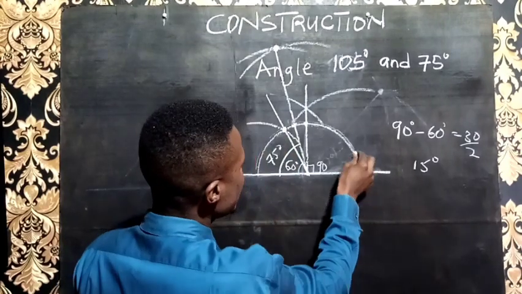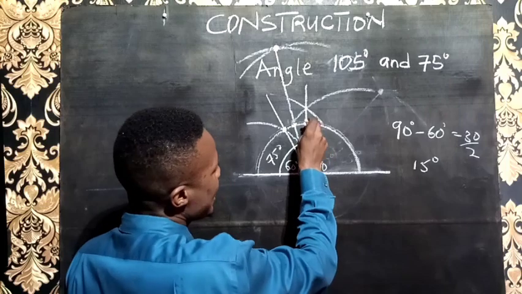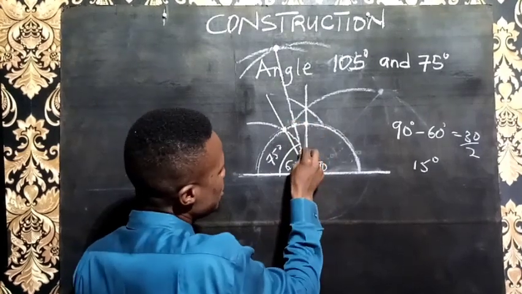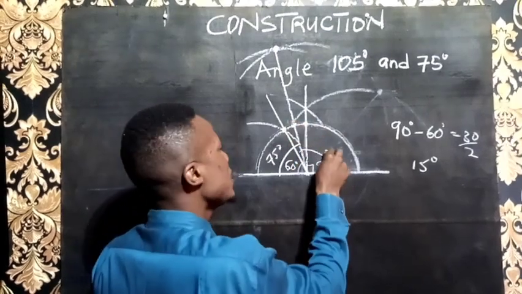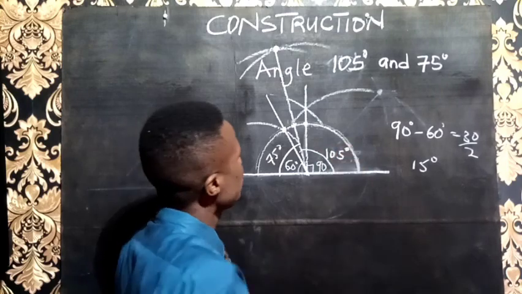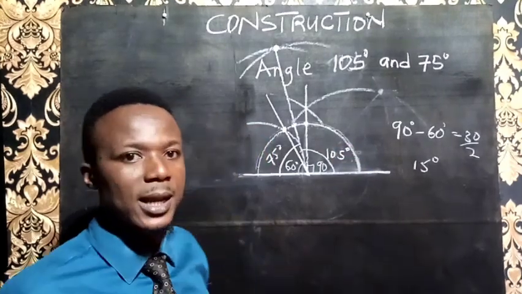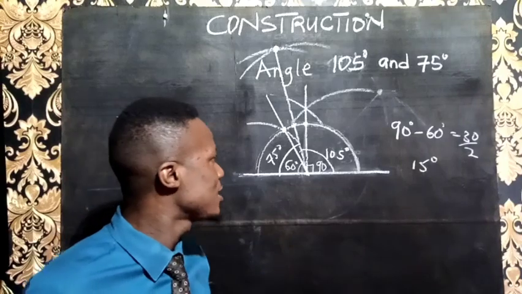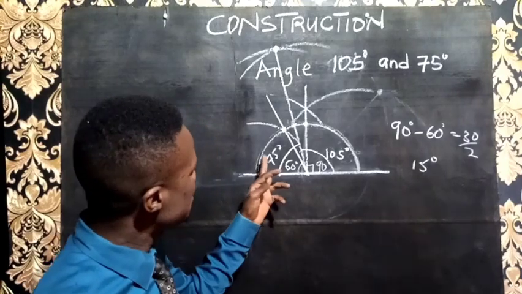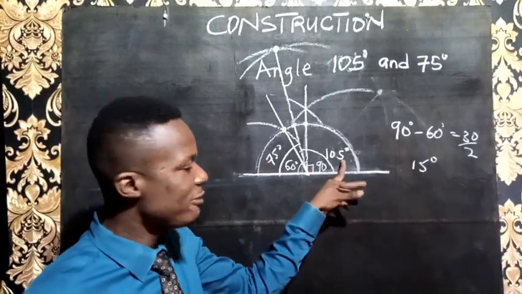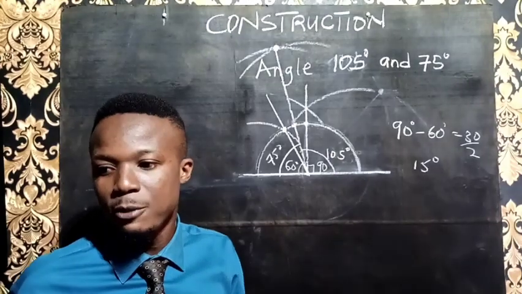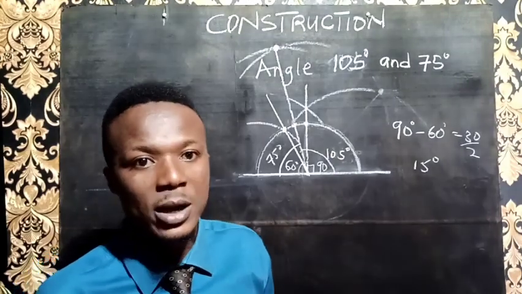Also, from here to here is 90. I added 15 to 90. That gives me 105. Then from here to here is another 105 degrees. And do we understand again that the sum of angles on a straight line is 180 degrees? So if here is 75, here should be 105, such that 75 plus 105 will give us 180 degrees.